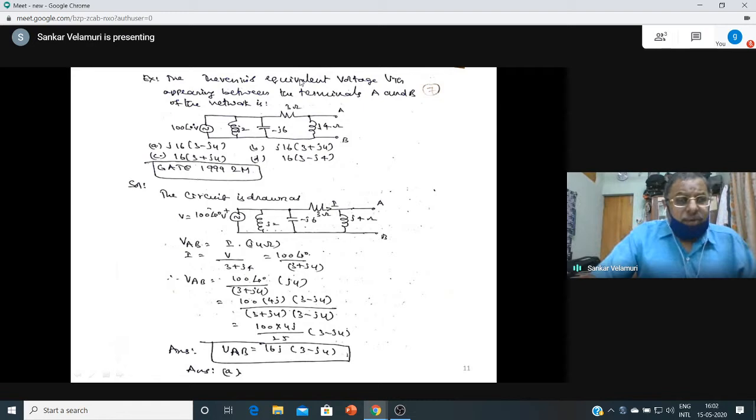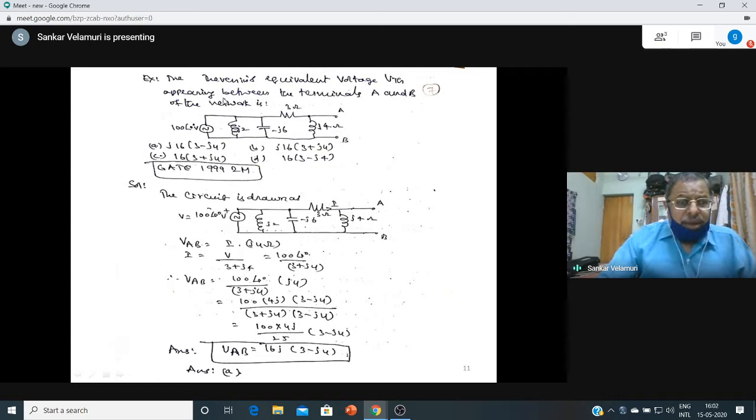Anyway, now take the example. Thevenin's equivalent voltage V Thevenin is appearing between the terminals A and B of the network. Now these are the terminals A, B. The options are given as 16 into (3 minus j4), 16 into (3 plus j4), and so on. This is a 1999 two-marks question. So the circuit is redrawn only to identify the terminals AB. So this I is being shown.